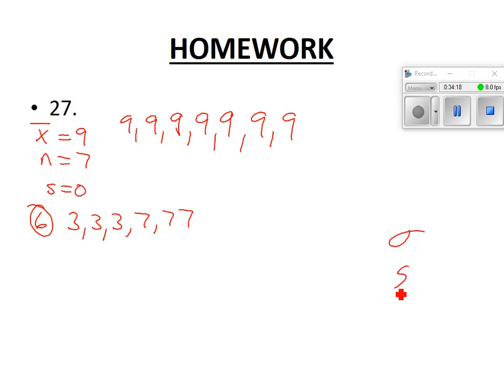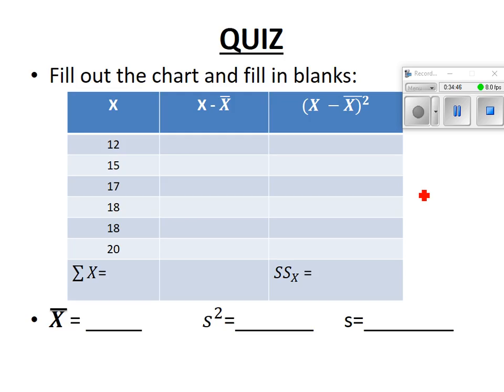13. I got that the range was 15. X bar was 12. I'm using X bar now because we're dealing with samples. The variance was 21.2 and the standard deviation was 4.6. Something I forgot: if you do it on the calculator, it'll tell you what S is. It says Sx. That's the standard deviation.